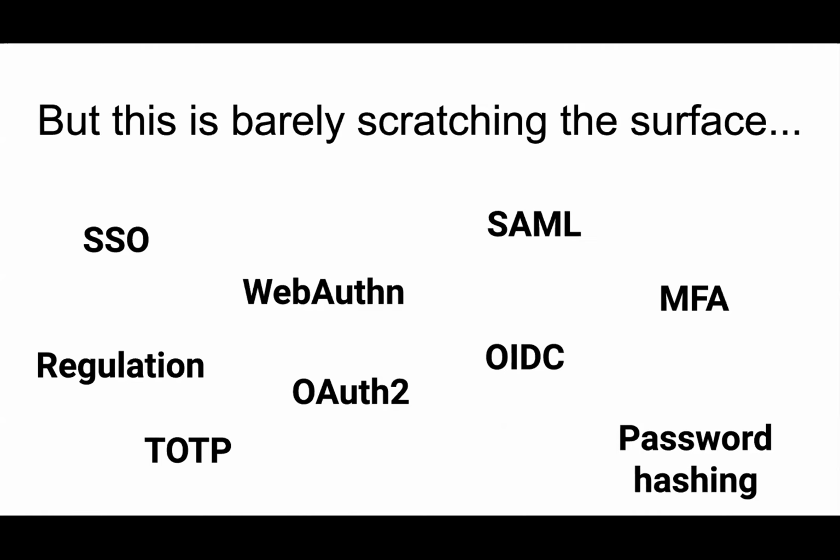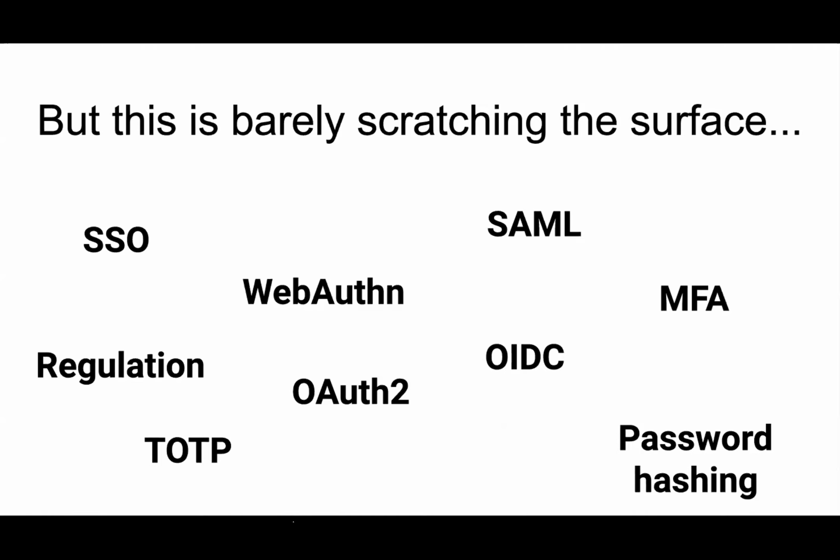So there's things like single sign-on, SSO, and OIDC, which is related to SSO, a SAML implementation of that. Also OAuth 2, one-time passwords, WebAuthn, which is a new standard that's coming up, and password hashing, which I briefly mentioned earlier. There's a lot of growing regulation around authentication, and multi-factor authentication, of course, as well as a number of other topics to dive into.